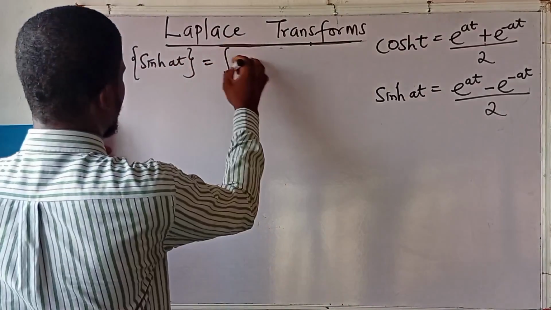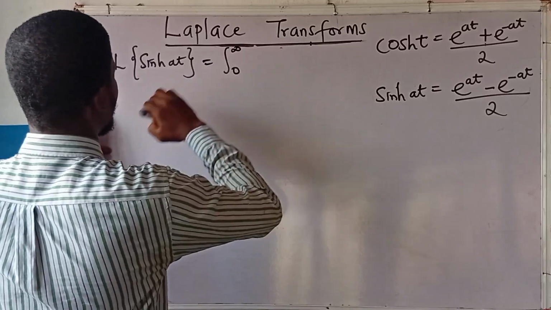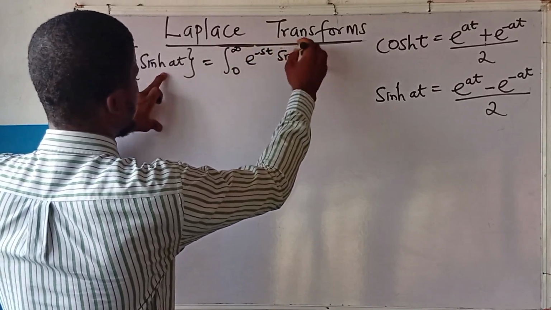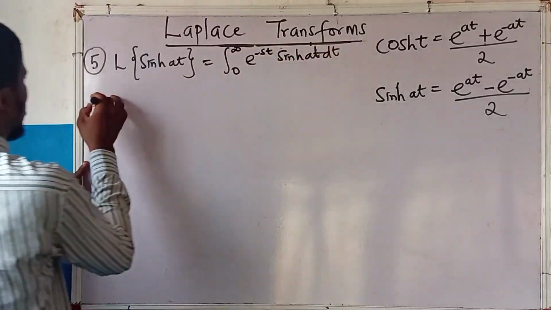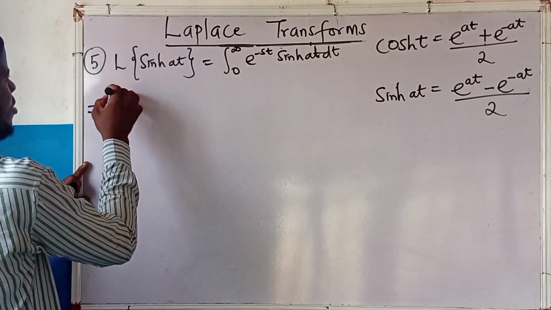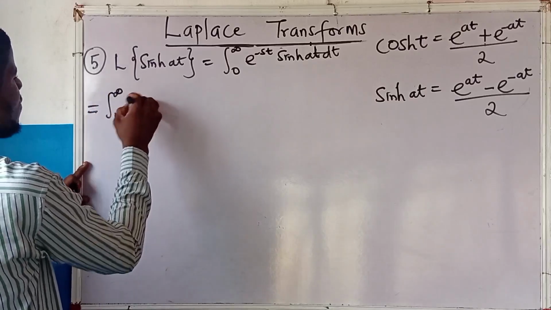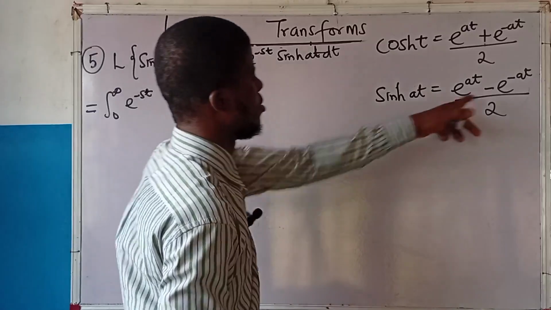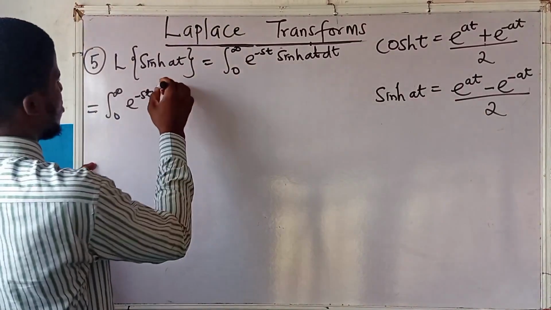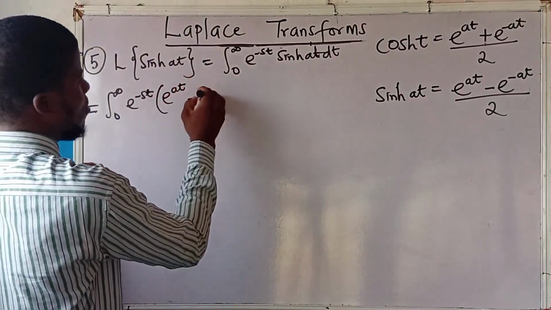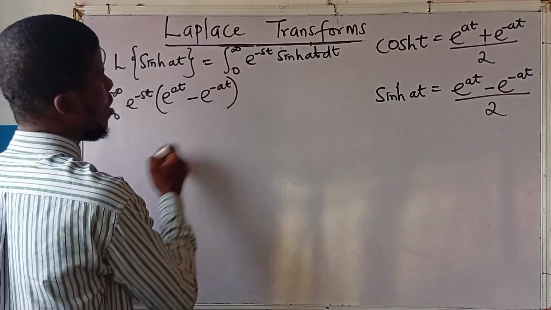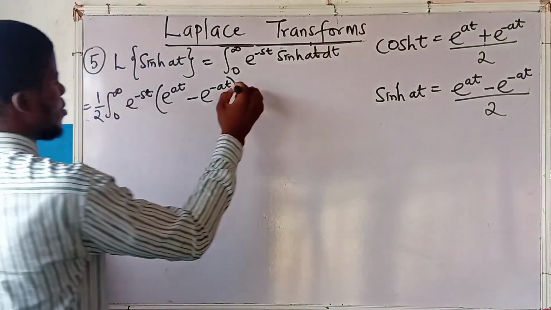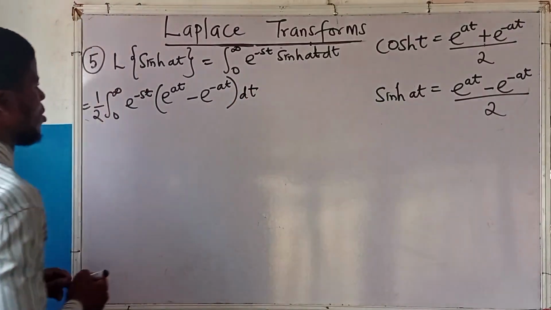Now it's going to be the integral from 0 to infinity of e to the power of minus st, f of t is now sinh at, dt. So we have the integral from 0 to infinity of e to the power of minus st. Then for the sinh at, it is e to the power of at minus e to the power of minus at, all over 2. Let me bring that 2 out. You get it? dt. Alright, so what will this produce?